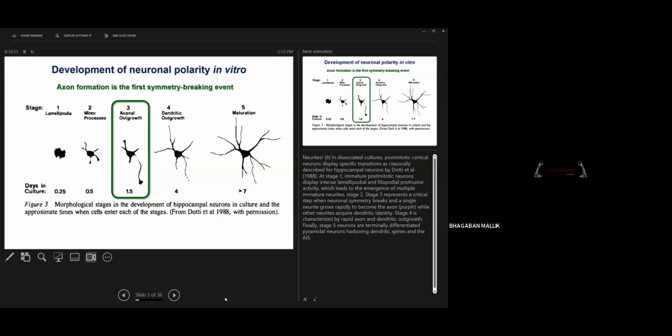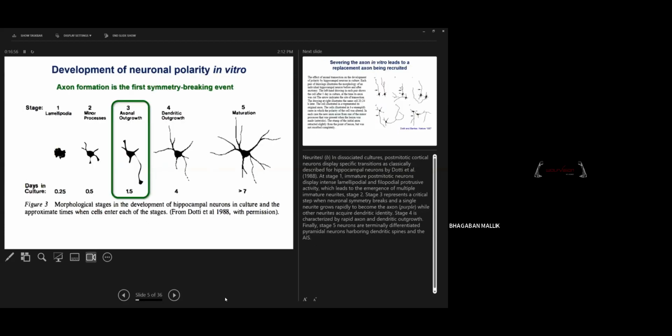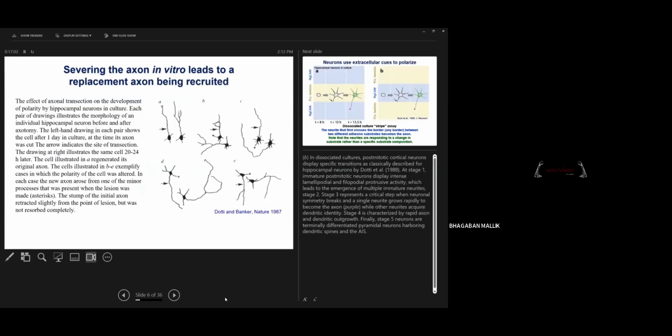Yes, so the axonal outgrowth takes place at 1.5 days, which I have shown here. So it takes around 1.5 days for one neurite to become the axon. Now, there are some experiments done by other people to show what happens to the polarity if you ablate or do axotomy, removing one of the axons. So here there is a set of experiments.